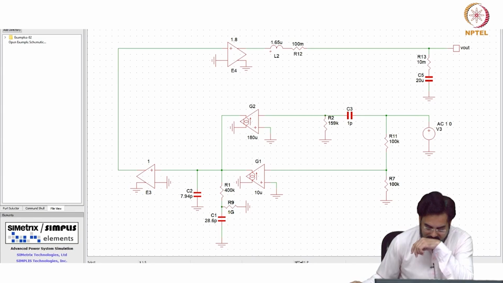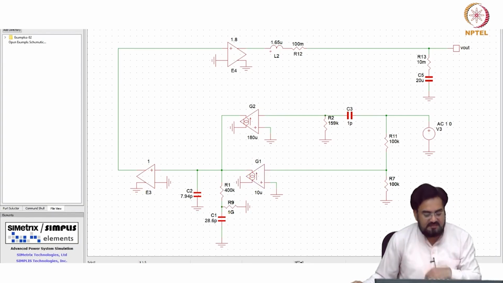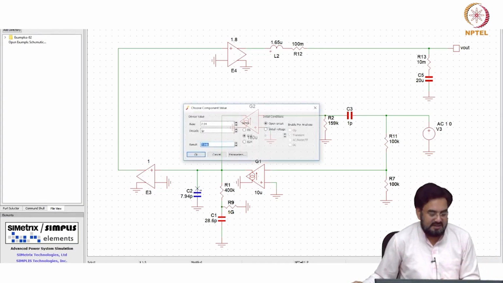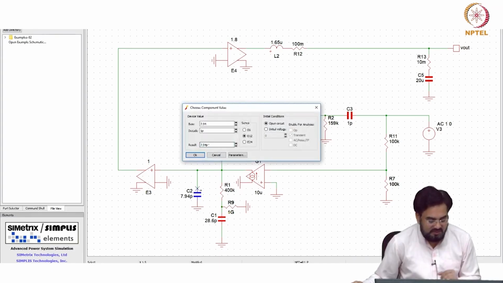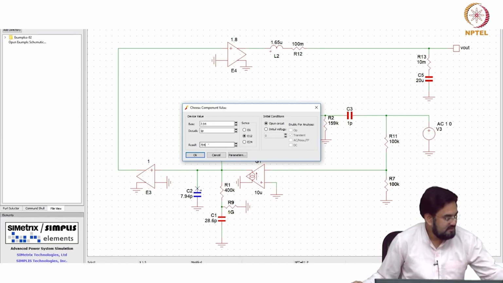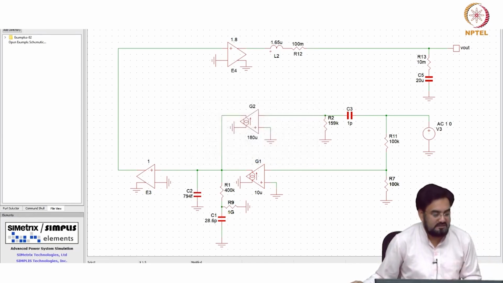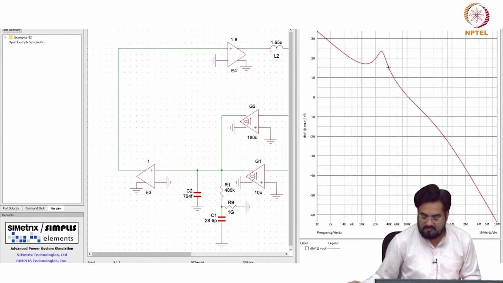No, this was 100 micro, 1.8 milli. Oh, this cap actually. Okay. Now it is coming inside your 10 times. So this should be 1/10 of this, which will become how much? 794 femto, huh? Correct? Okay, now you are getting 110K.